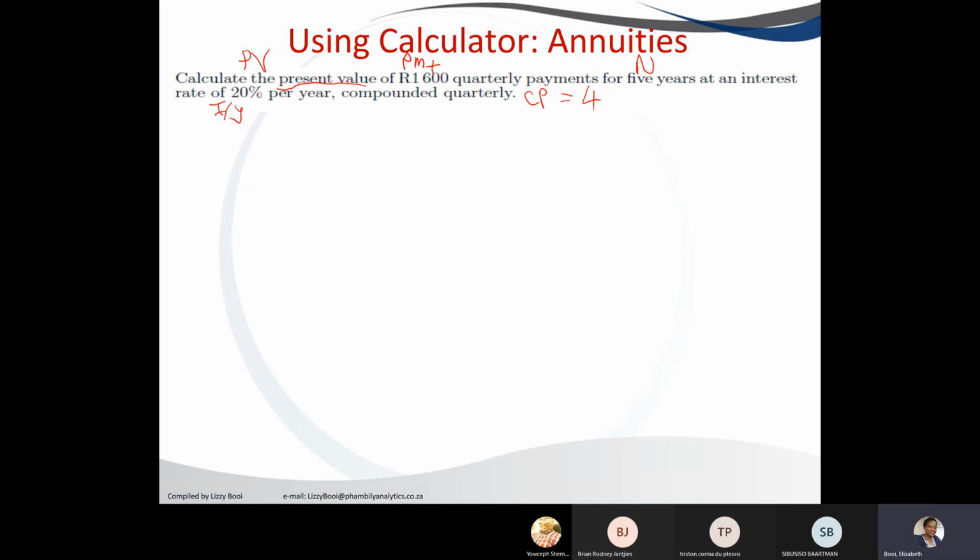On your calculator, the first thing you do is clear your calculator of any stored values by pressing second function CA. Then you press second function P/Y, which is on the I/Y key. So it's second function P/Y, which is your compounding periods, and you put the 4 and then press ENT to store the compounding period.